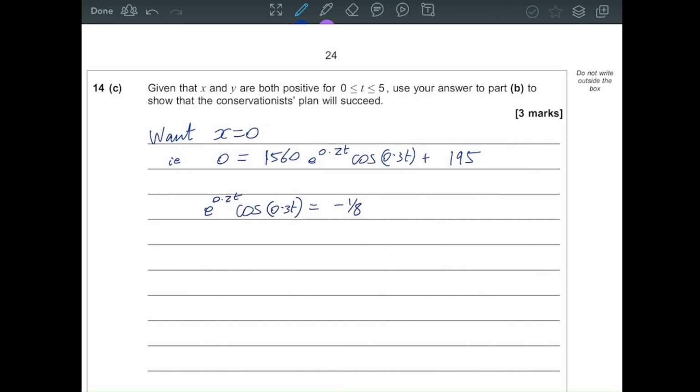Now it doesn't become 0 before 5, but it might become 0 shortly after 5. So my feeling is actually a change of sign style approach. If I sub 5 in, so if I do e to the power of 1 times, and I don't trust this calculator, so I'm putting extra brackets in, times cos of 0.3, add an eighth would be positive.